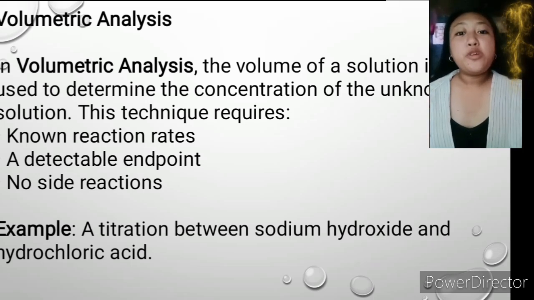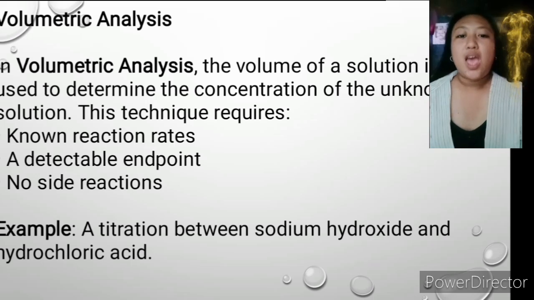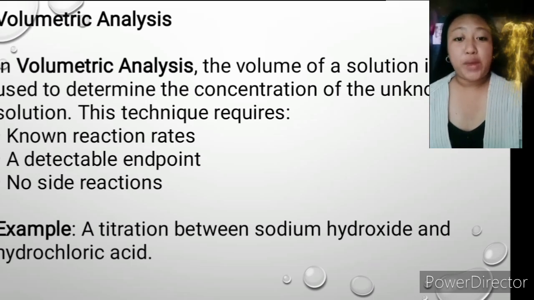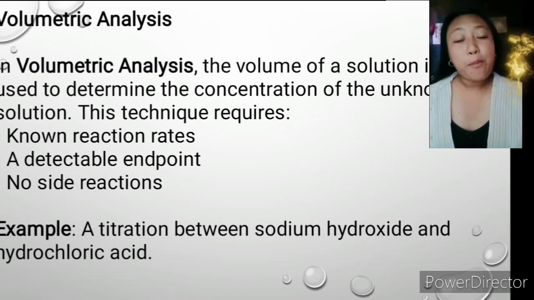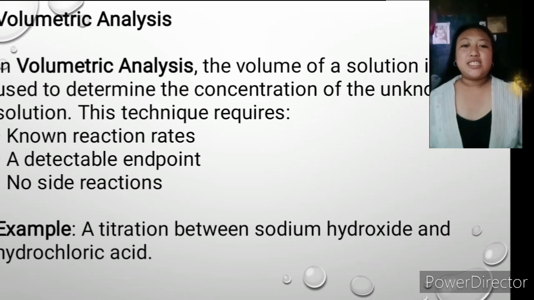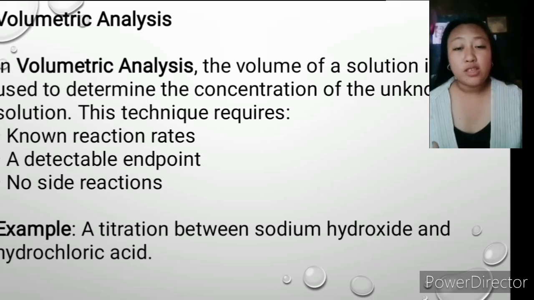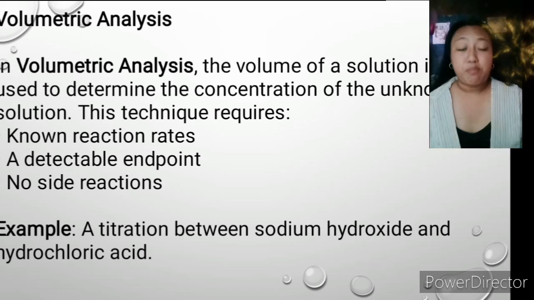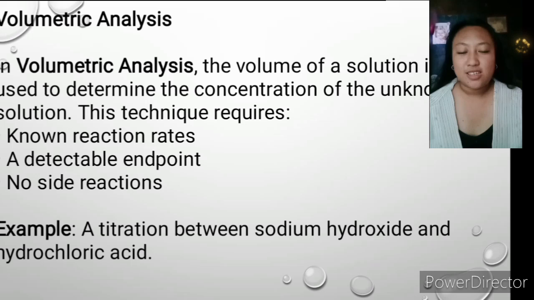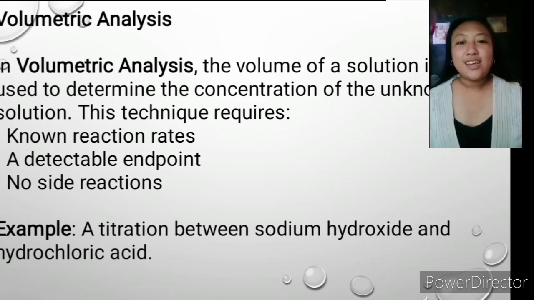And now is the volumetric analysis. It is where the volume of a solution is used to determine the concentration of an unknown solution. This technique requires known reaction rates, a detectable endpoint, and no side reactions. An example of volumetric analysis is titration. It takes many more processes to reach an endpoint, or have a result. And from this endpoint, we're now conducting the volumetric analysis. The next topic will be discussed by Queenie Marie Buton.